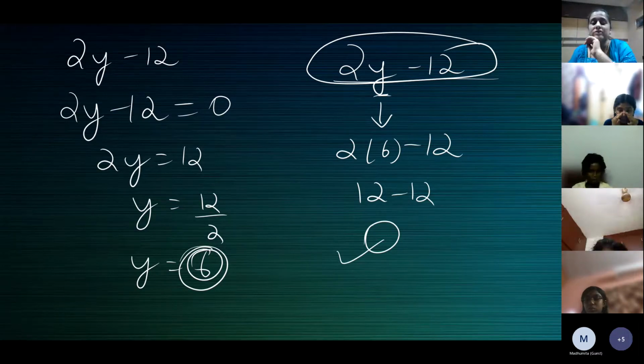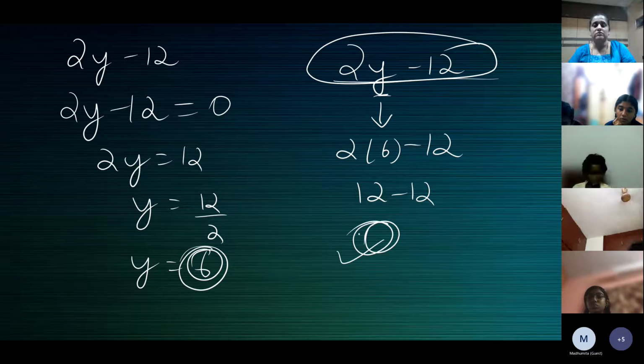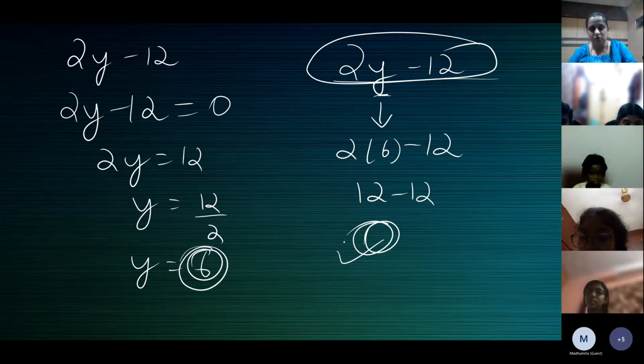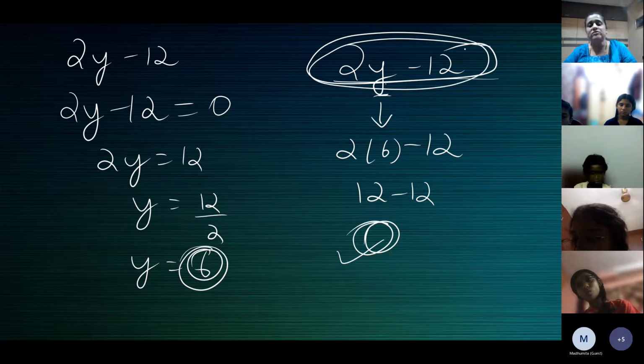No other value for y. You give some different value for y other than 6, the value of the polynomial will not be 0. Only this number 6 will make the value of 2y minus 12 zero. So 6 is the only zero of 2y minus 12, because in place of the variable y, when you use 6, the value of the polynomial is 0.